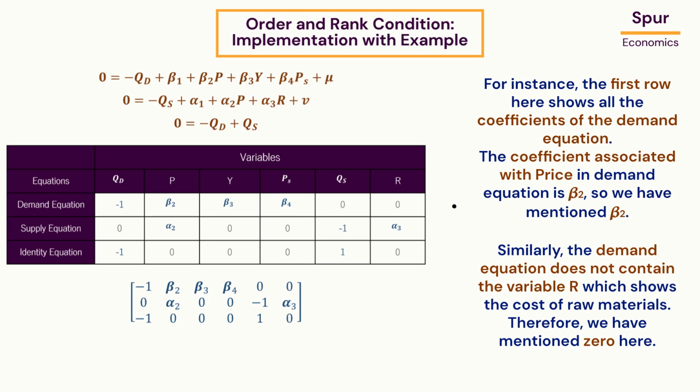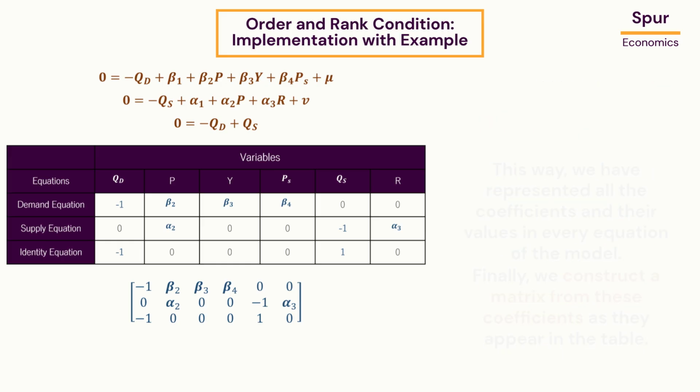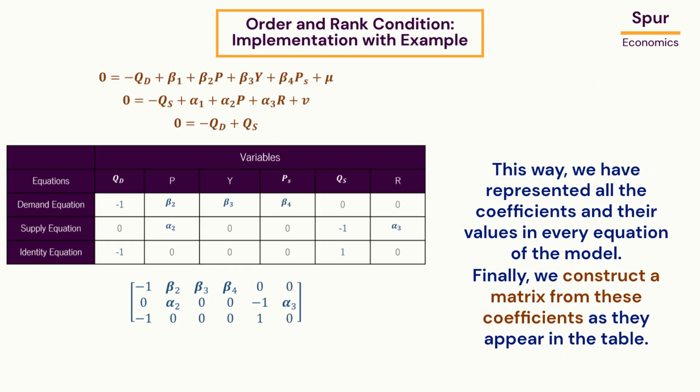For instance, the first row here shows all the coefficients of the demand equation. The coefficient associated with price in the demand equation is beta 2, so we have mentioned beta 2. Similarly, the demand equation does not contain the variable r, which shows the cost of raw materials. Therefore, we have mentioned 0 here. This way, we have represented all the coefficients and their values in every equation of the model.